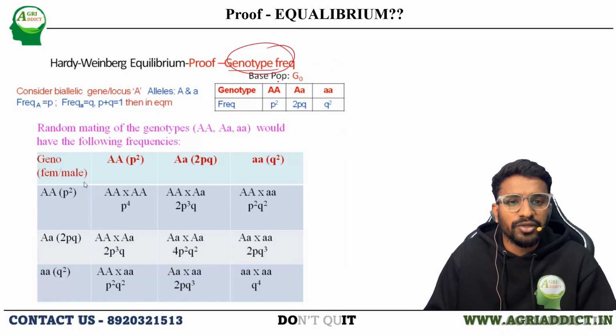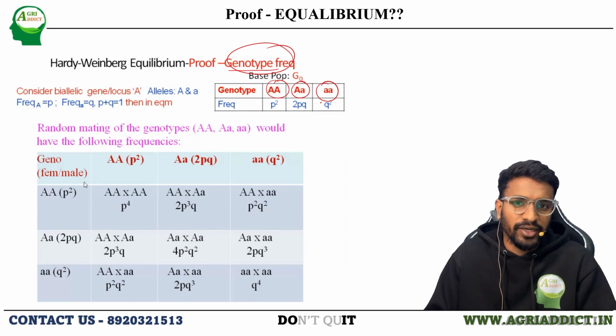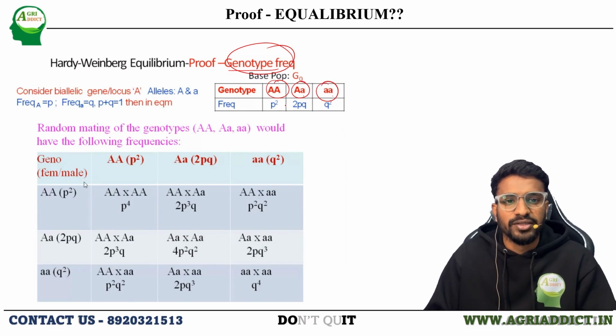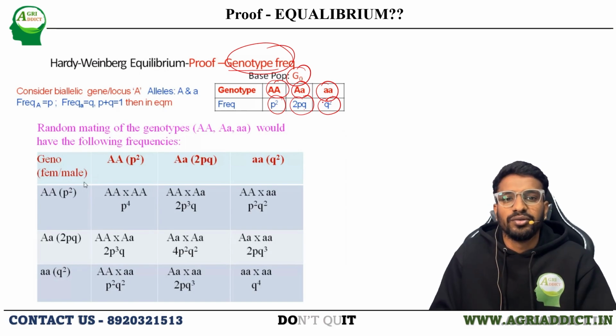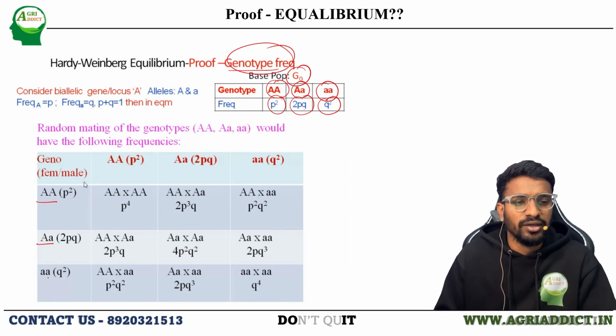So what are the three possible genotypes which we discussed? They are capital A capital A, capital A small a, and small a small a. The frequency of capital A capital A is p square, the frequency of small a small a is q square, and the frequency of capital A small a is 2pq. If these genotypes in the base population undergo random mating, meaning all the genotypes have an equal opportunity to fuse with any of the other genotypes, and I write all the possible genotypes and make all possible crosses, this is what you are going to get.